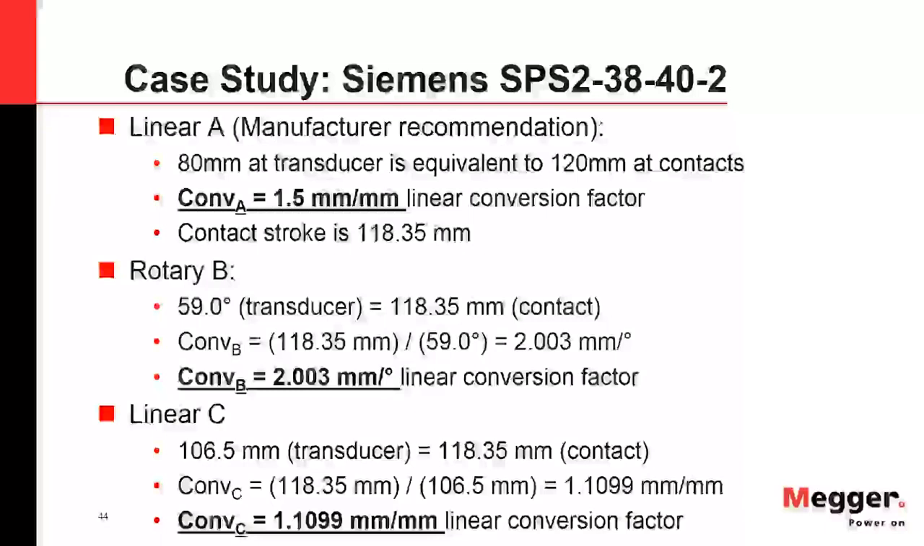Now, looking at the rotary, we measured it to be 59 degrees, and at 118 millimeters, if we use a rotary transducer, we really have a conversion of 1 degree equivalent to 2 millimeters, so 2 millimeters per degree here. And then if you look at linear C, once again using that 118 as a base, and we measured 106, you'll get roughly 1.1099. And if you look at the modern manuals of these breakers, they'll actually say that 110 millimeters of movement at the transducer, if you hook up at this linear C point, is equivalent to 120 millimeters of stroke at the interrupters.